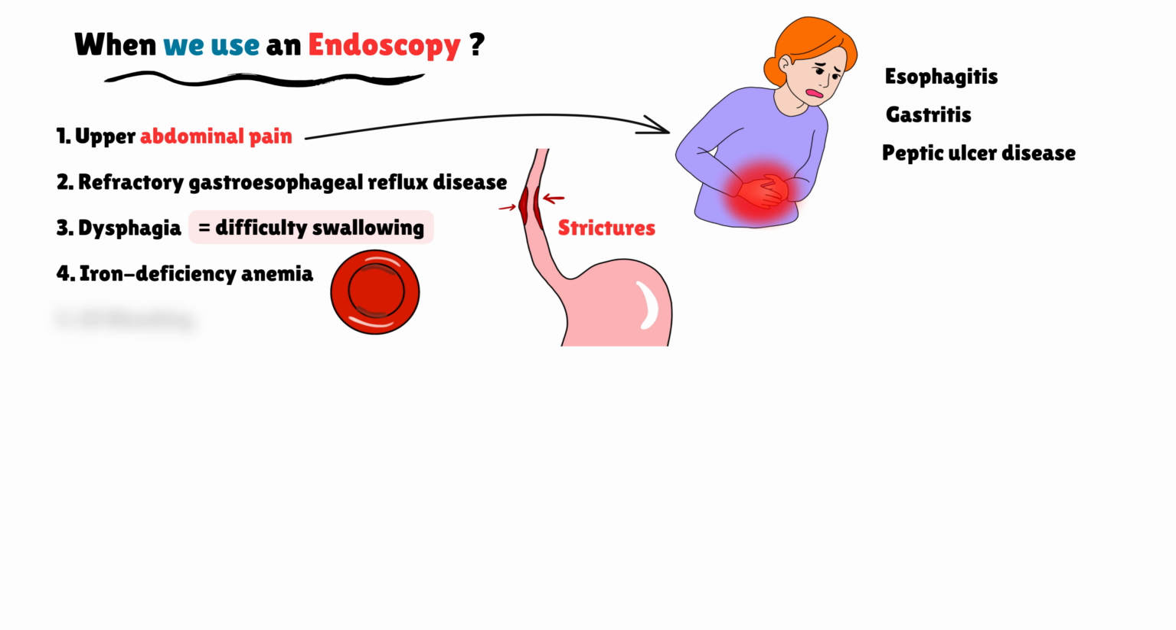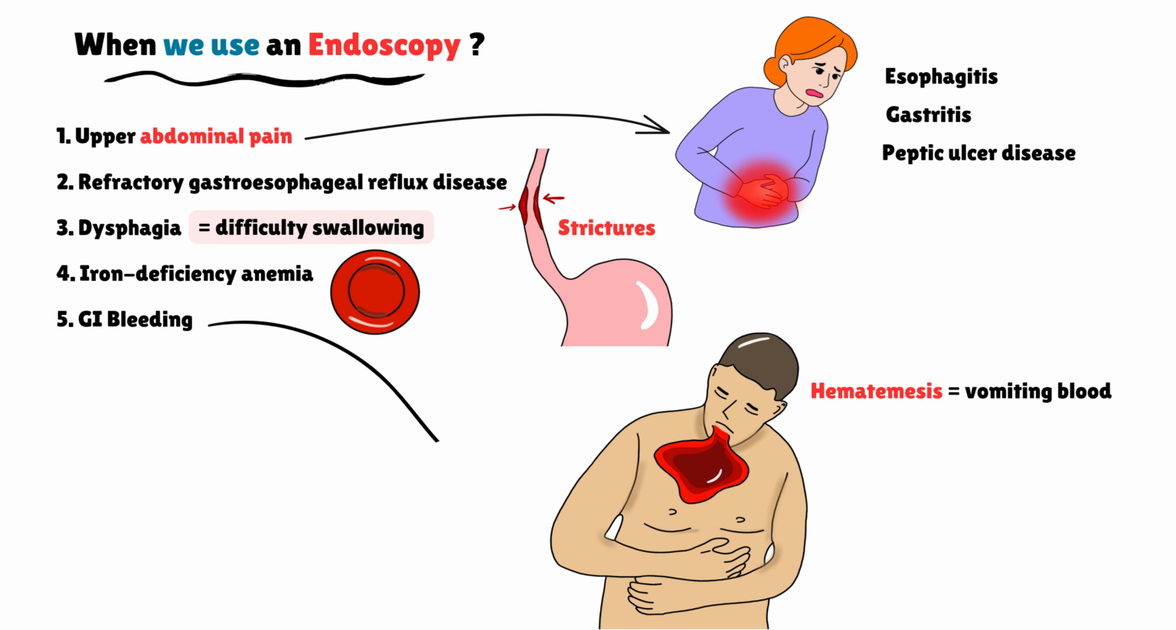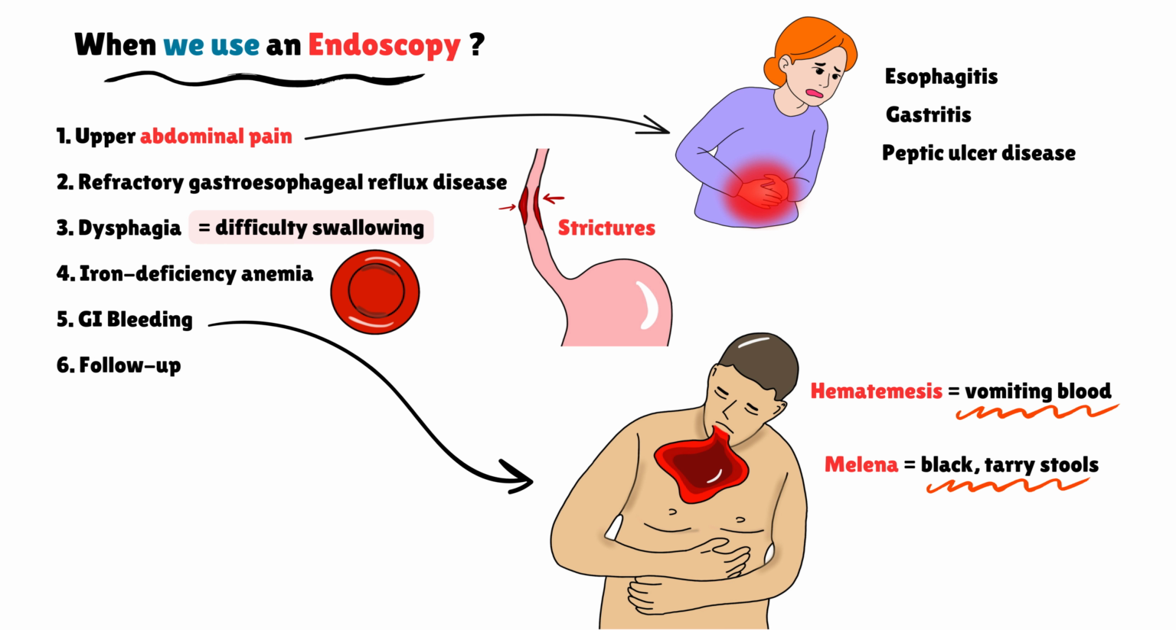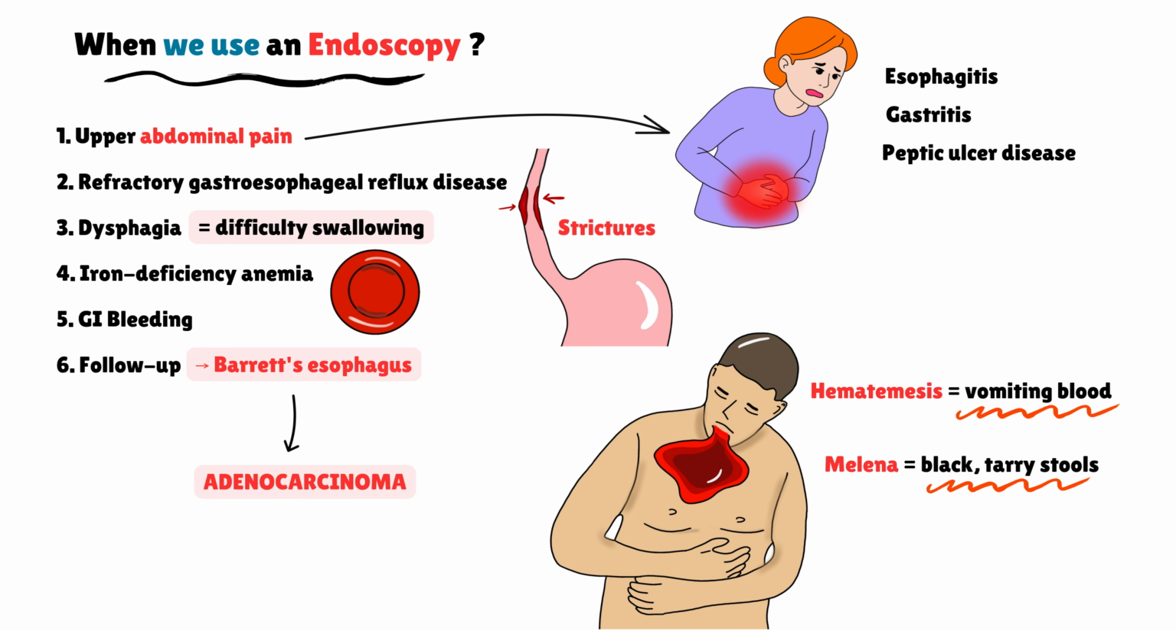An upper endoscopy is performed emergently in patients with hematemesis, vomiting blood, or melena, black tarry stools, to localize and control the source of bleeding. We also use EGD for routine follow-up. For instance, in patients with Barrett's esophagus, we perform serial endoscopies to monitor for dysplasia and prevent progression to adenocarcinoma.